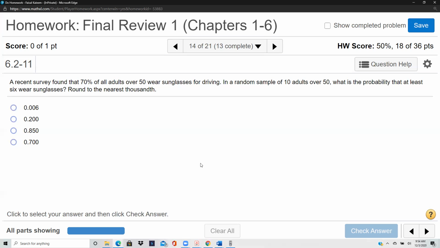So okay, let me give you a hint. It's a situation where we are just interested in whether someone wears sunglasses or not, right? 70% will wear the sunglasses and 30% don't. So what's that situation where there are only two possible outcomes for every trial? A binomial? Binomial. So this is a binomial problem.